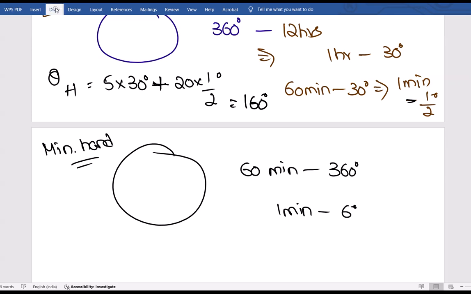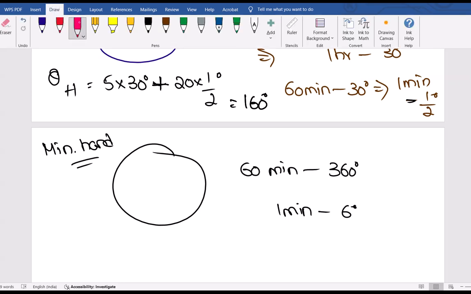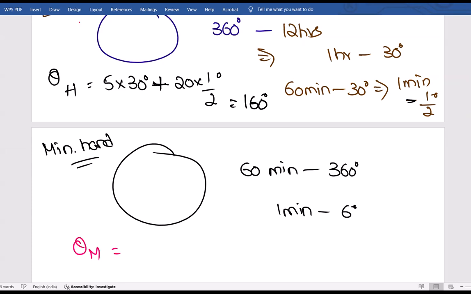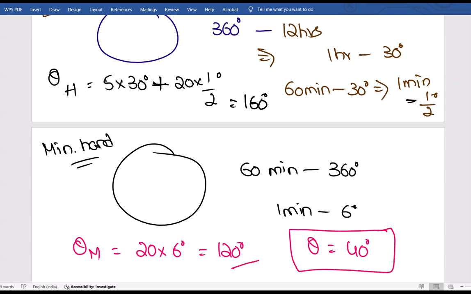So what is the minute hand angle now? 20 into 6. How much? 120 degrees. Now the question is regarding the angle between the hands. The answer should be 40. It's not 30, it is 40.